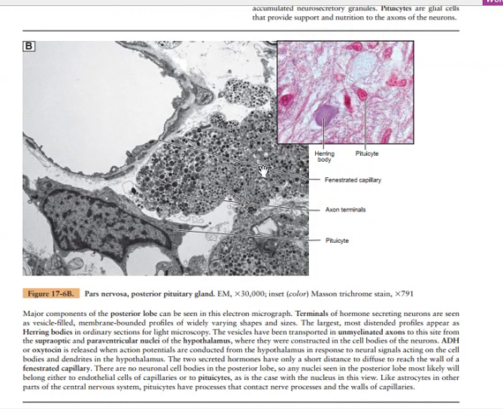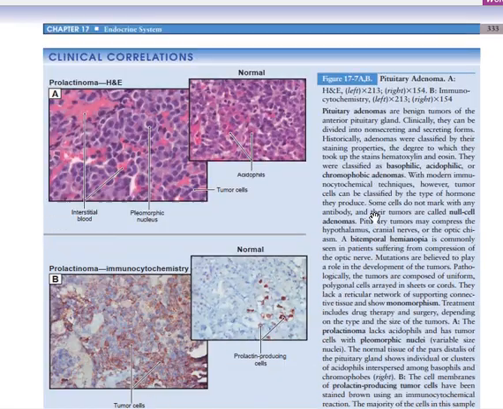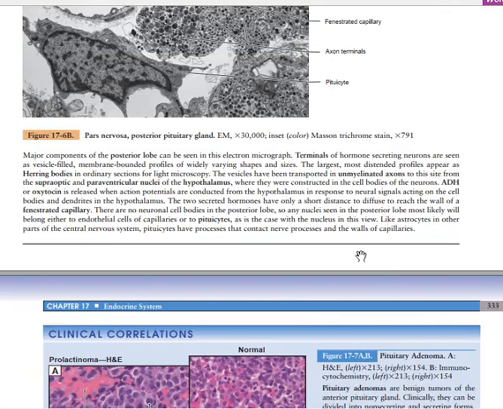Now this is the electron microscopic view. So you see the pituicytes, you see fenestrated capillaries, you see axon terminals, and don't forget that the fenestrated capillaries are lined by diaphragms.